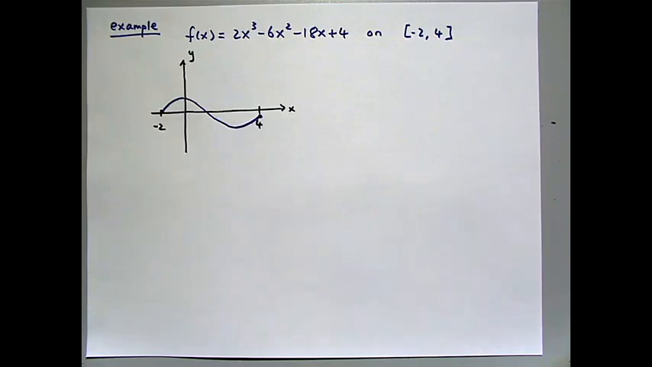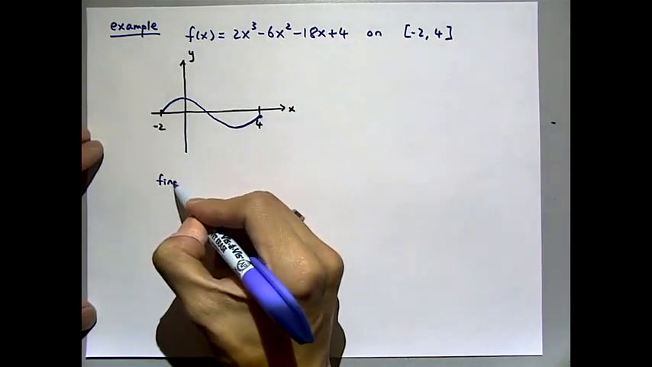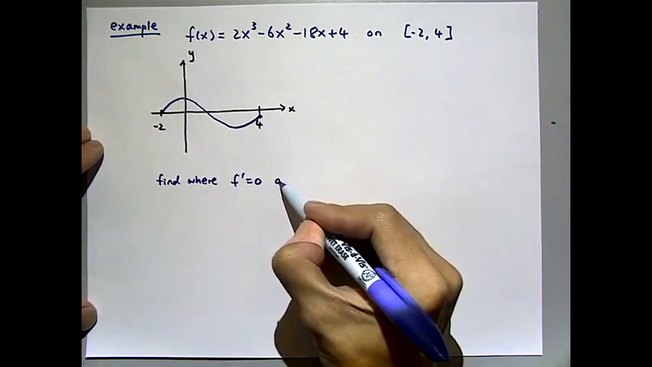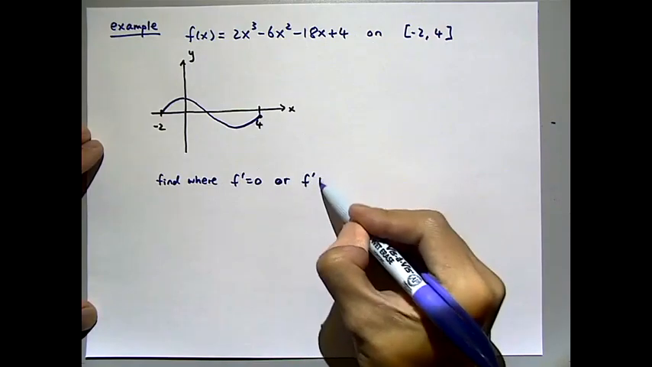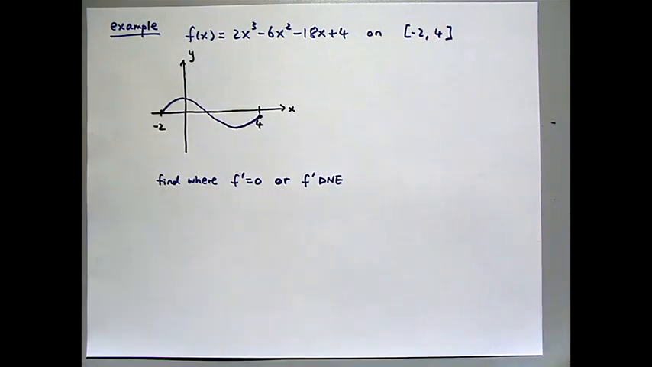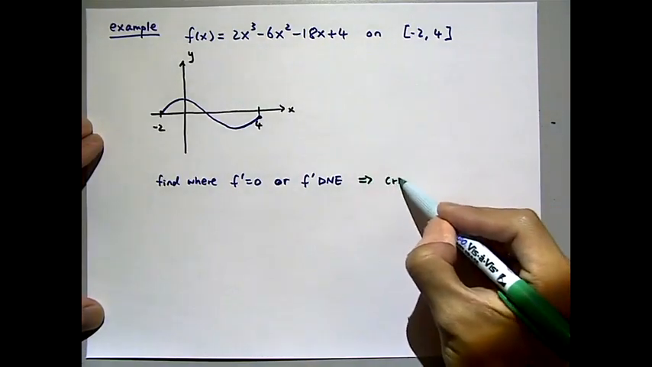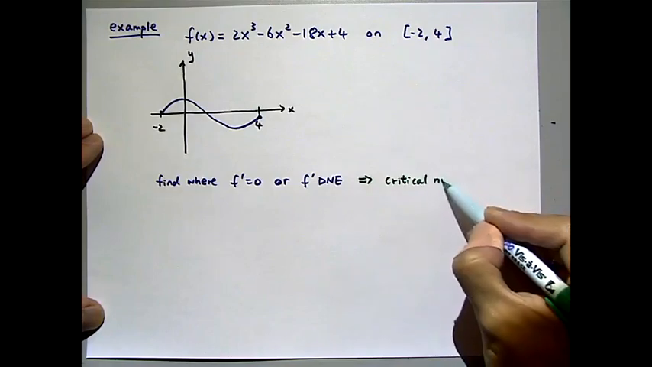And again, if you can't sketch that, it's not a big deal. We know a systematic way to find where the maximum and minimum are. So here's my function, my interval. First, we're going to look for where the derivative is 0, where the derivative might be undefined. These places, by the way, are called critical numbers.